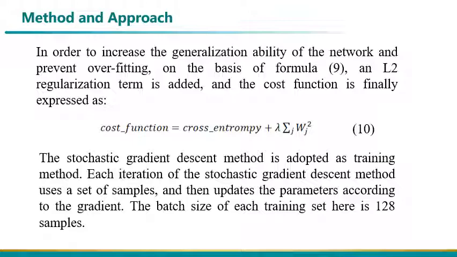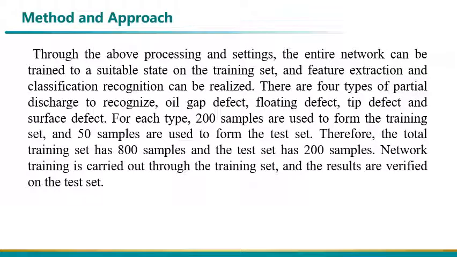The stochastic gradient descent method is adopted as the training method. Each iteration of the stochastic gradient descent method uses a set of samples and then updates the parameters according to the gradient. The batch size of each training set is 128 samples. Through the above processing and settings, the entire network can be tuned to a suitable state on the training set, and the feature extraction and classification recognition can be realized.